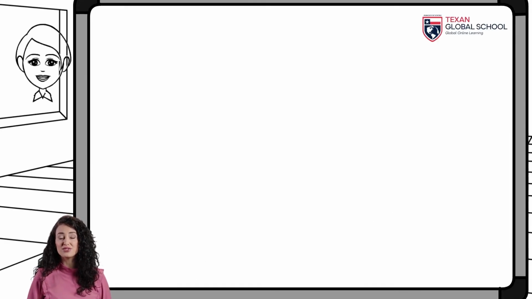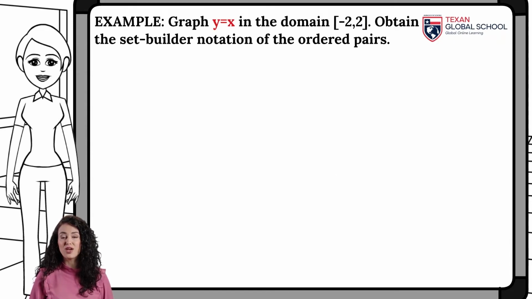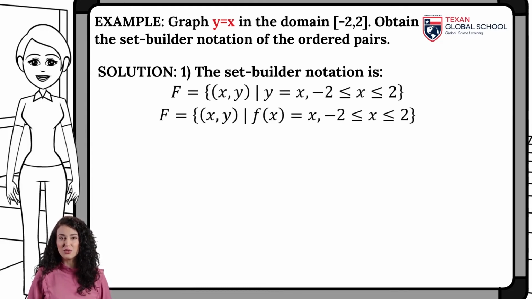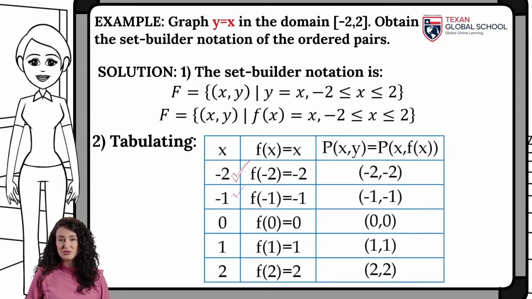We will see another example. We will graph y equal with x in the domain of -2 to 2 closed on both sides. We will obtain the set builder notation of the ordered pairs. The set builder notation is shown on the board, where the rule of correspondence is f of x equal to x in the indicated domain with intervals.